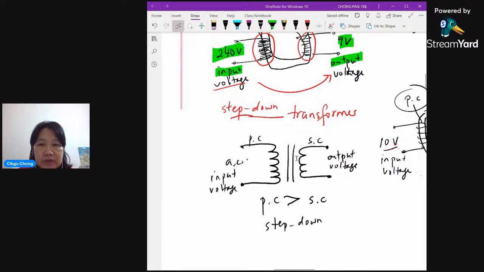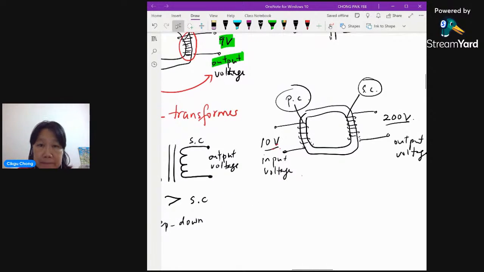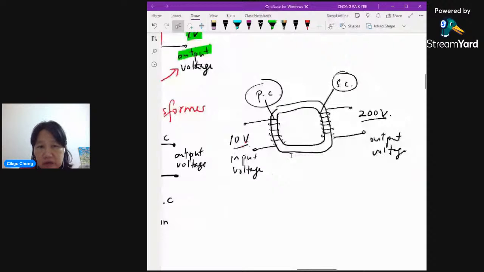Okay, next one. What about the other one? Step up. How does the step up look like? Step up, you have the iron core as well. Now here, you will see an example of a step up transformer. You can see here, I put 10 volts. This is the input. I want to change this from 10 volts to 200 volts, let's say. So I need to hook it up to a step-up transformer.